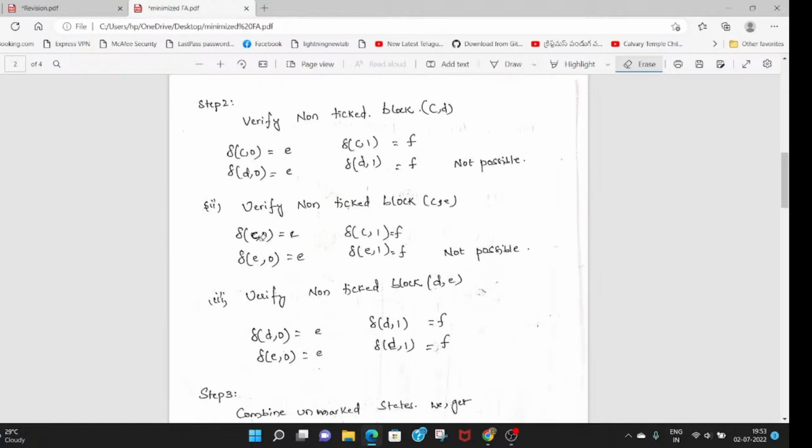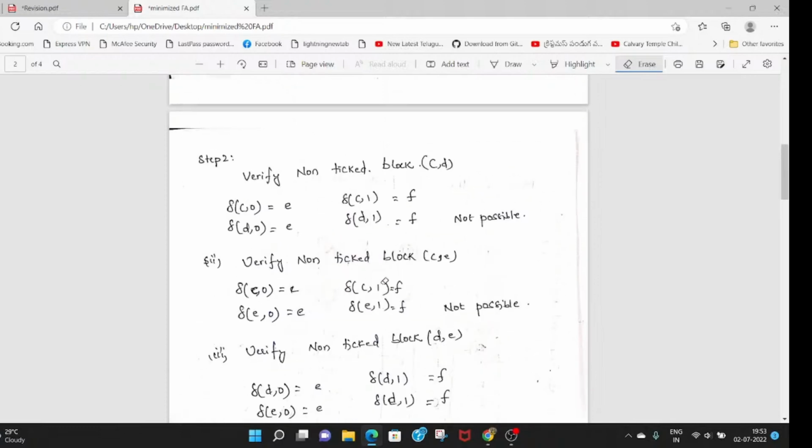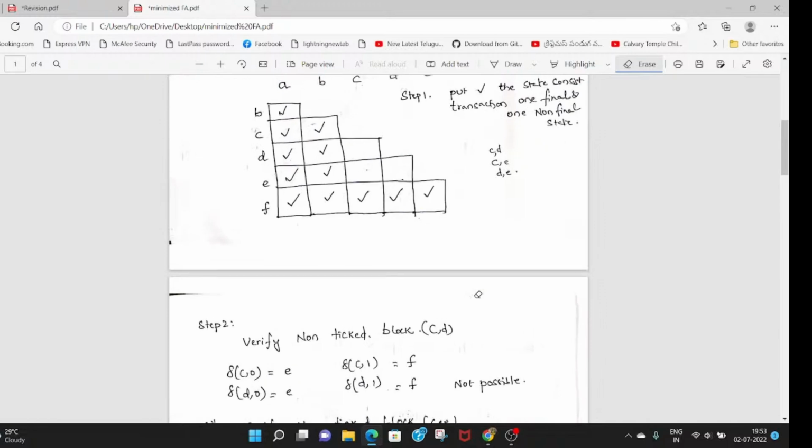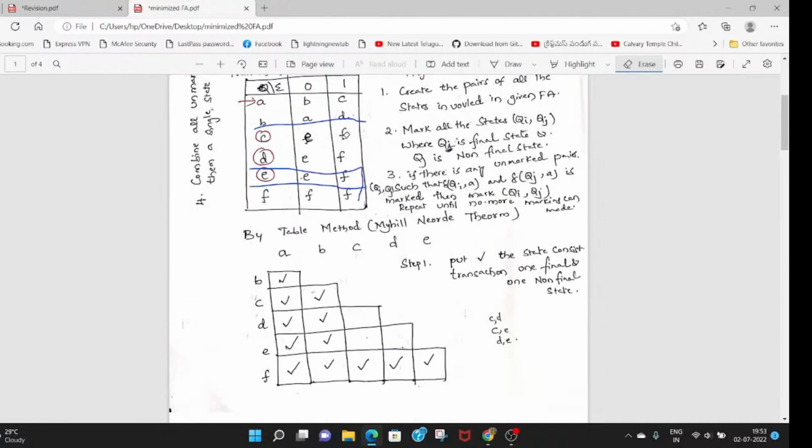And now I consider C and E also, and I'm getting the same way, like EE or FF. So I didn't have any state which is marked with this possibility. So now it is also not possible. For D and E also I'm getting the same thing. Because you're finding in your transition table, for these three states with the same inputs, it is moving to the same state, right? Because of that reason, I cannot reduce this.